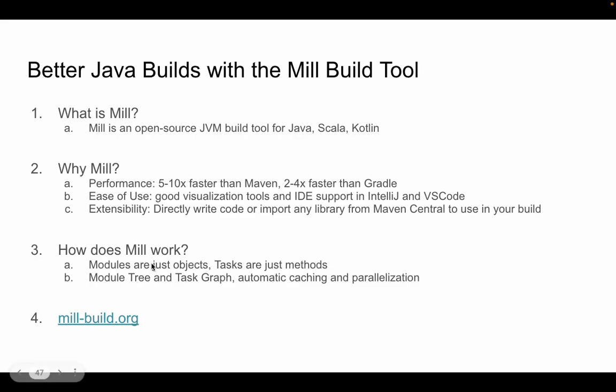And internally, how Mill works is that Mill modules are just JVM objects. Mill tasks are just JVM methods. And from this, because your IDE already knows how objects and methods work, your IDE can help navigate this object graph, navigate this task graph, and these modules and task graph give you automatic caching and parallelization that everyone wants in their build, but no one wants to do, and so Mill will do it for you.